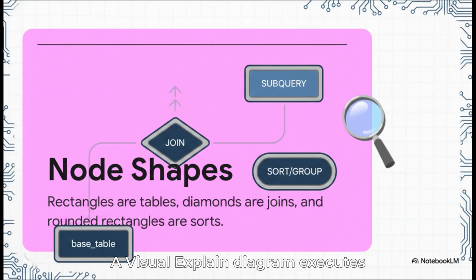A visual explain diagram executes from the bottom to the top and from left to right. The leaf nodes down at the very bottom are where data is first retrieved, and the shapes tell you exactly what kind of operation is happening. Standard rectangles represent your base tables. Diamonds represent join operations. Rounded rectangles indicate operations that manipulate the data after it's retrieved, things like sorts or groupings. And those framed boxes encapsulate entirely separate subqueries.